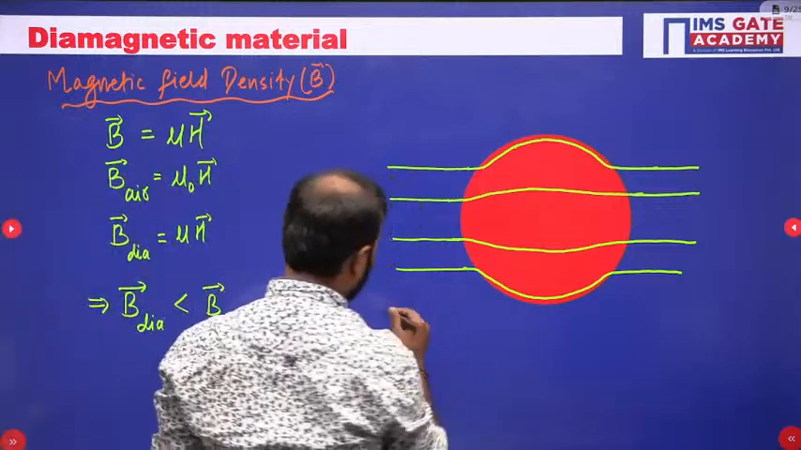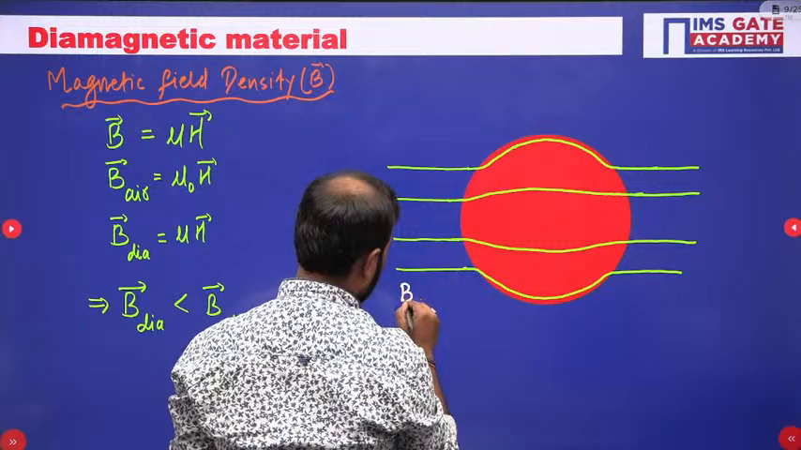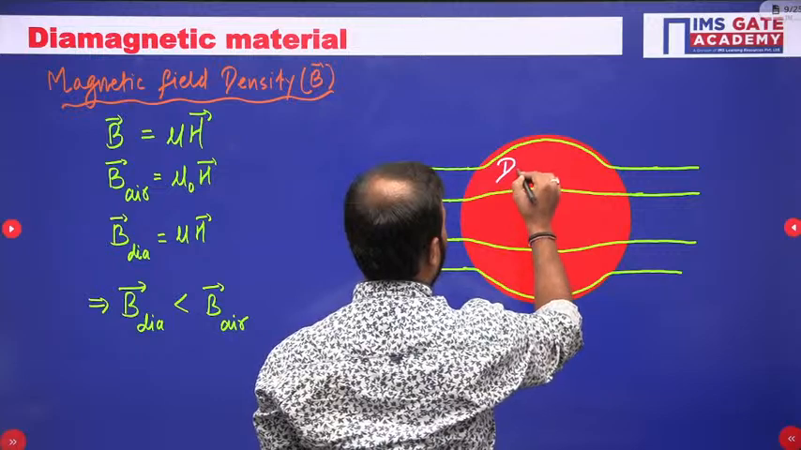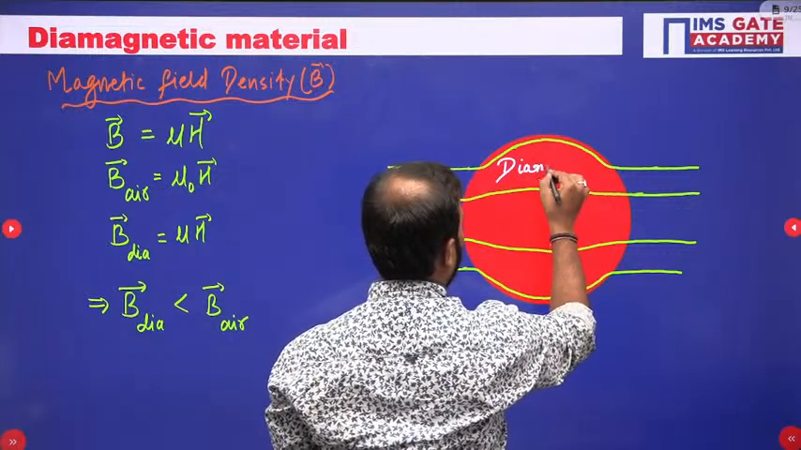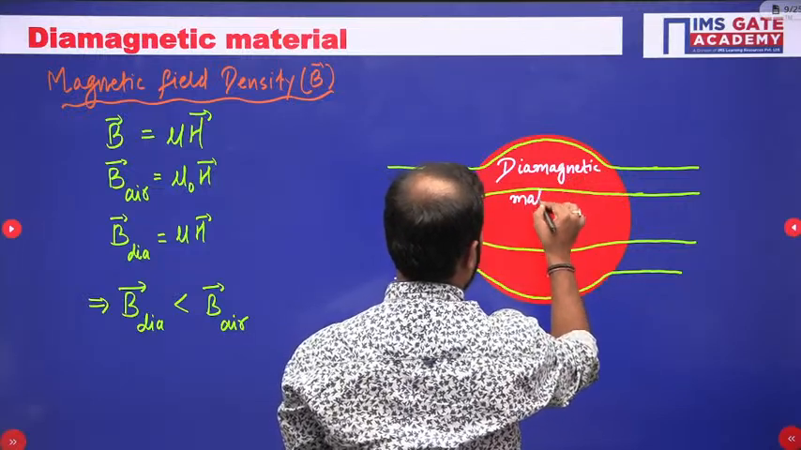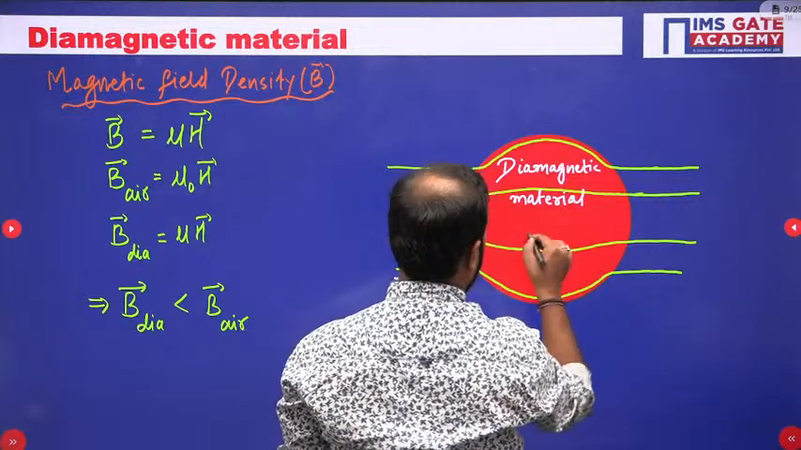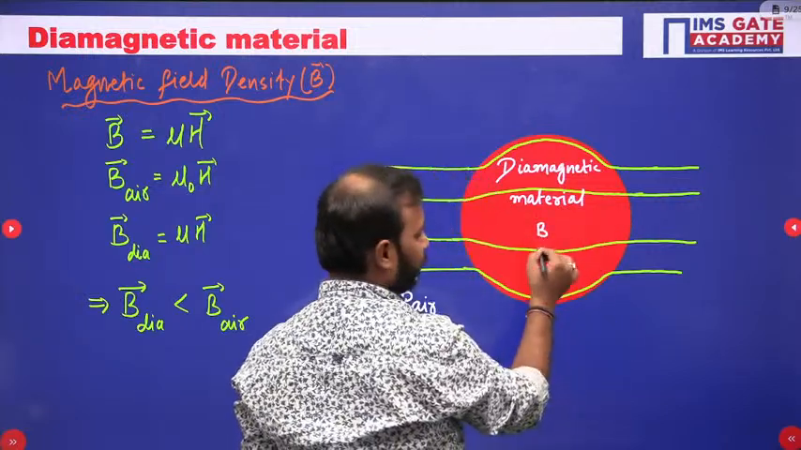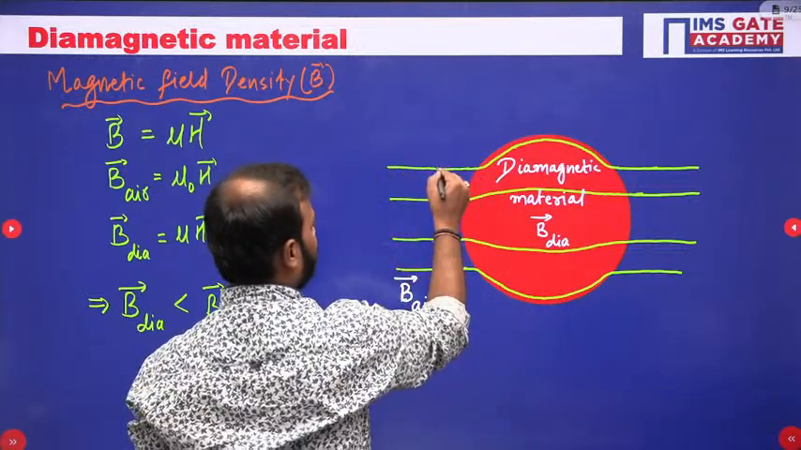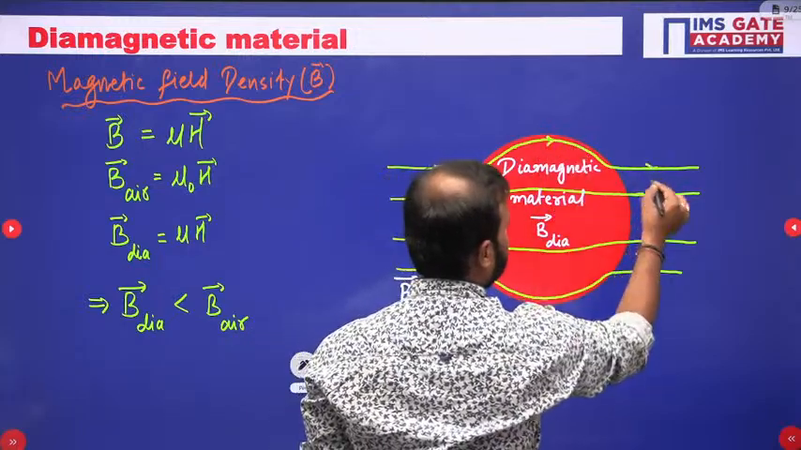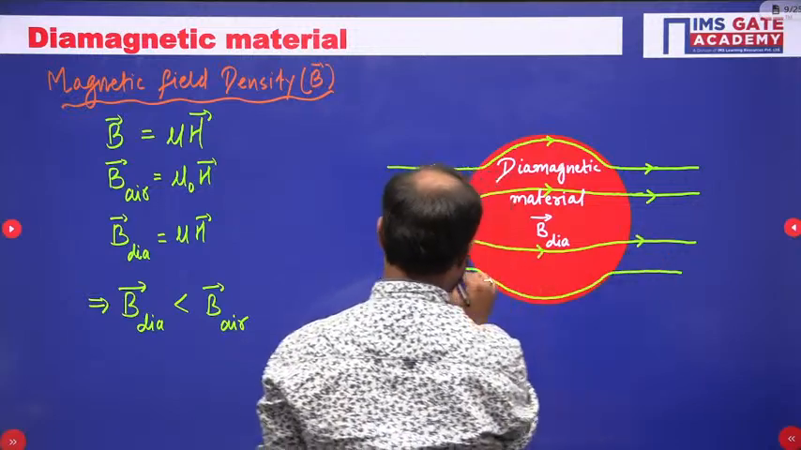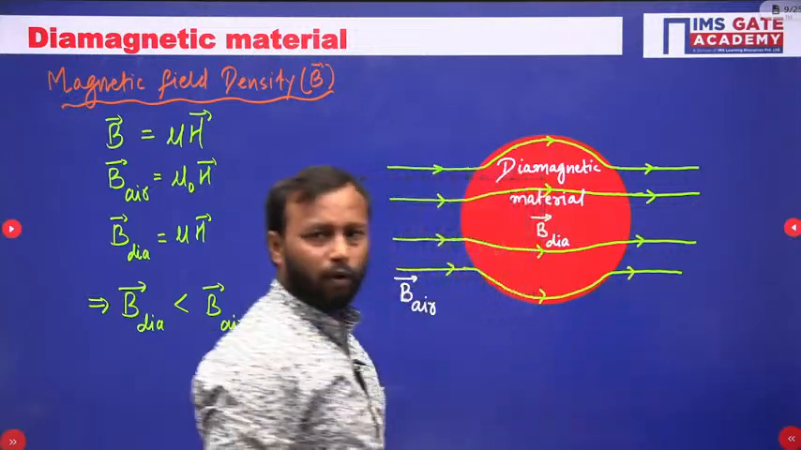So this is the magnetic field density in air, and this is a diamagnetic material. So here B, like this, is what? B of diamagnetic. And what is the direction of flow? It will be like this.